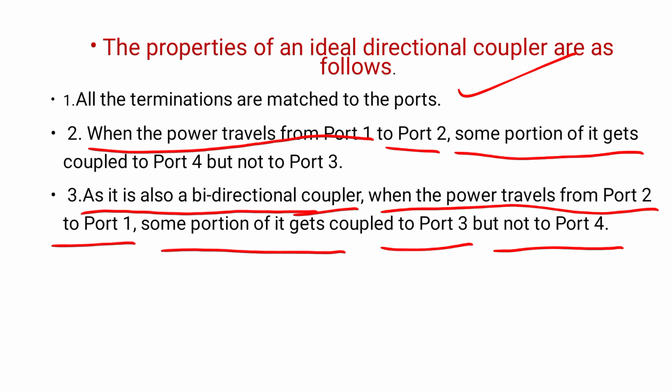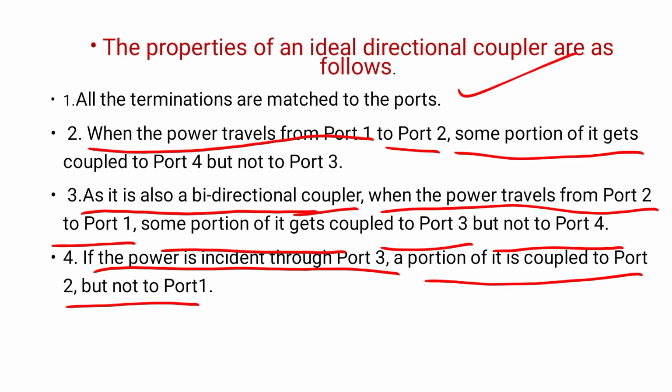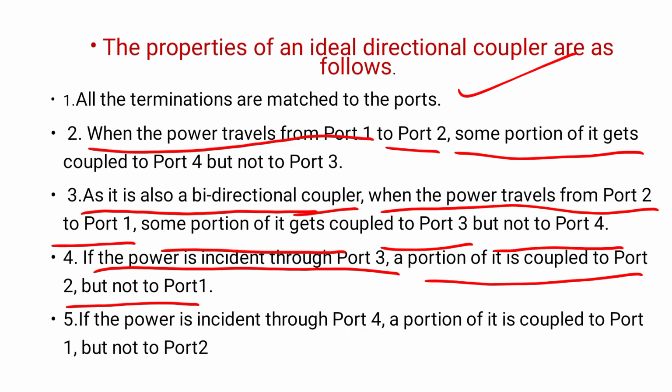When we incident a power at port 2, then that power is coupled to port 1 and port 3, not to port 4. That means no power is delivered to port 4 when we incident a power at port 2. Now, if power is incident through port 3, a portion of it is coupled to port 2 but not port 1. It is also similar to the previous points. Once you get clarified in the diagram of the directional coupler, then you can write all these points in your own way.